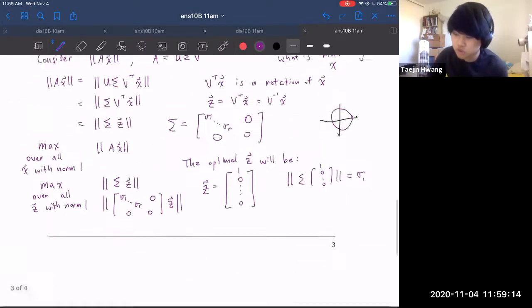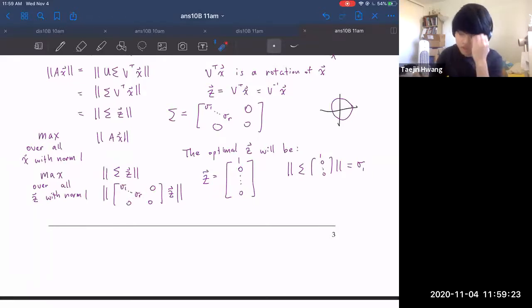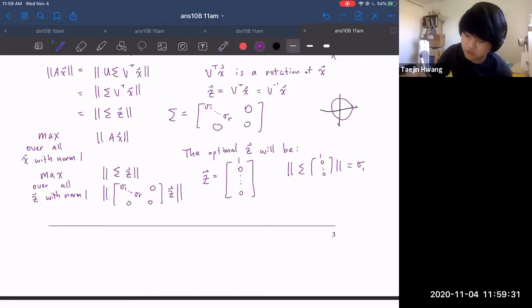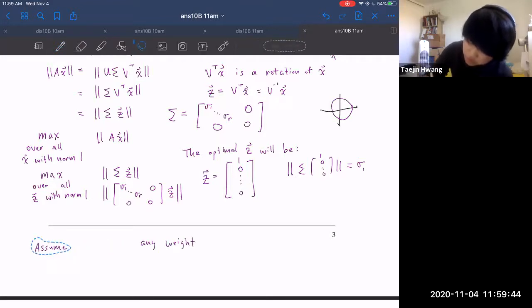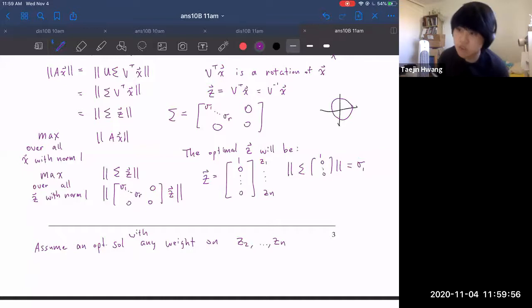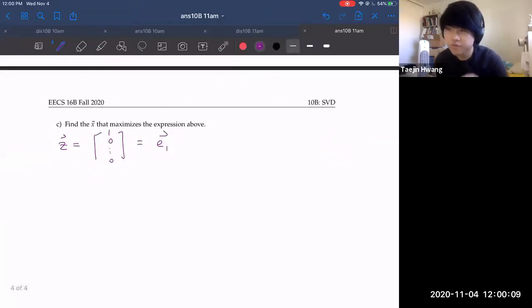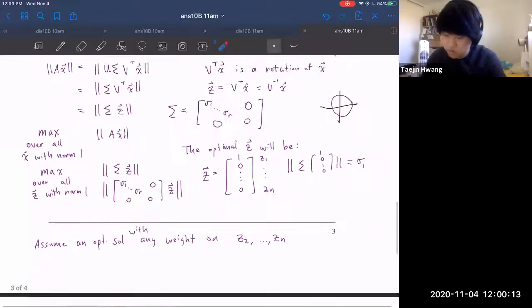So can we prove the choice of Z is optimal? Yeah, we can. It's because these singular values are ordered from largest to smallest. You can do it by contradiction, where if you assume there's any other weight on these zeros, and I don't want to get into this too much, but if you assume an optimal solution with any weight on, I'm just going to call these Z1 through Zn, on Z2 through Zn, then you can actually show by contradiction that that is no longer optimal, because you can put more weight into sigma 1 to make it an even larger value. Anyway, you can look at all this.